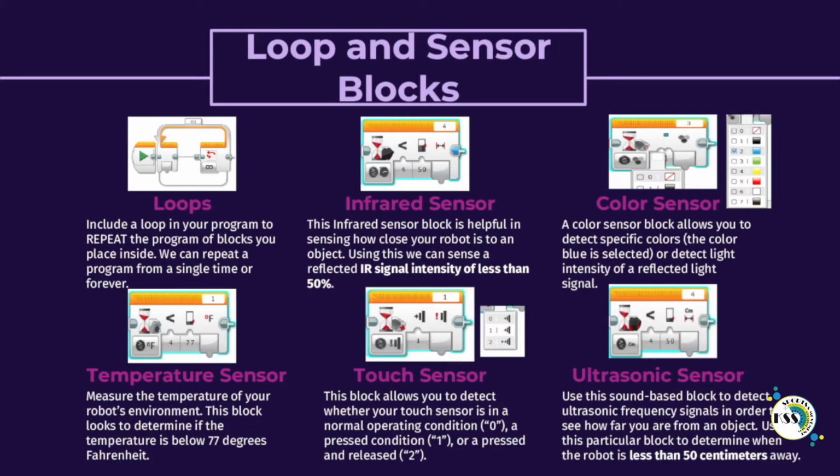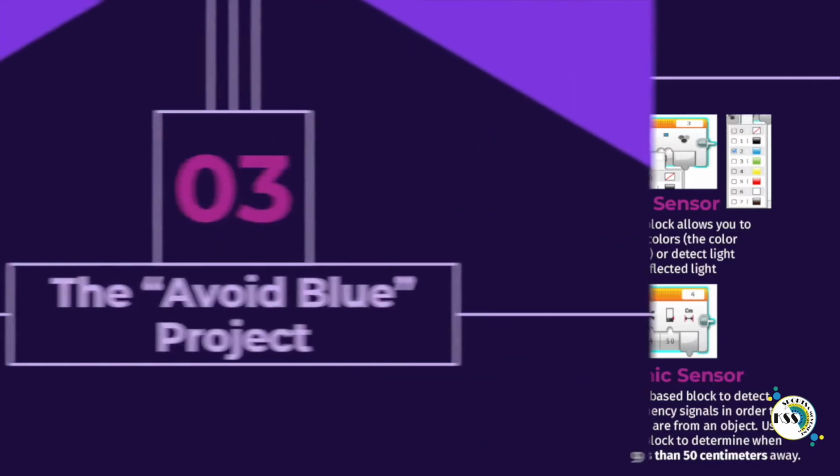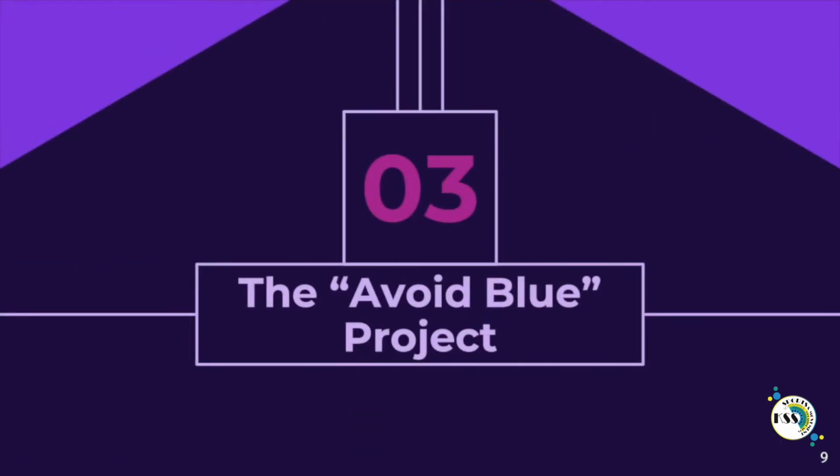The ultrasonic sensor block is a sound-based block that detects ultrasonic frequency signals in order to see how far you are from an object. Use this particular block to determine when the robot is less than 50 centimeters away. Now let's move on into section number 3, the Avoid Blue project.